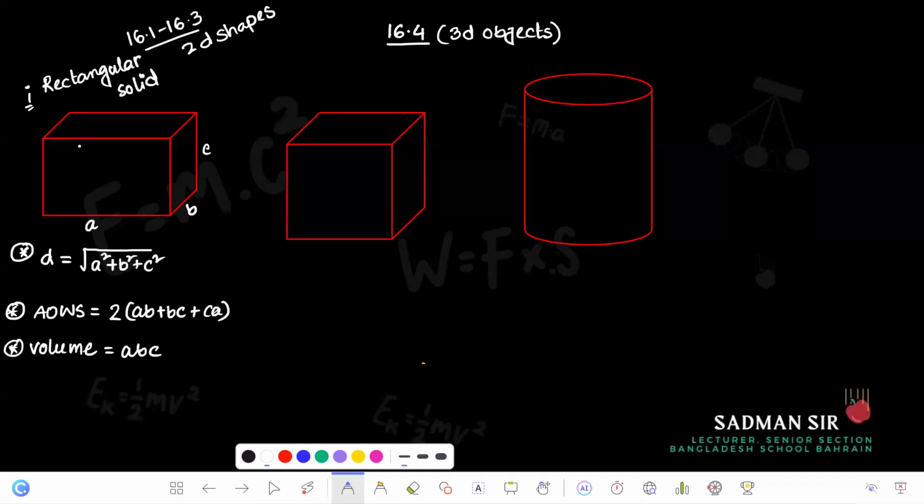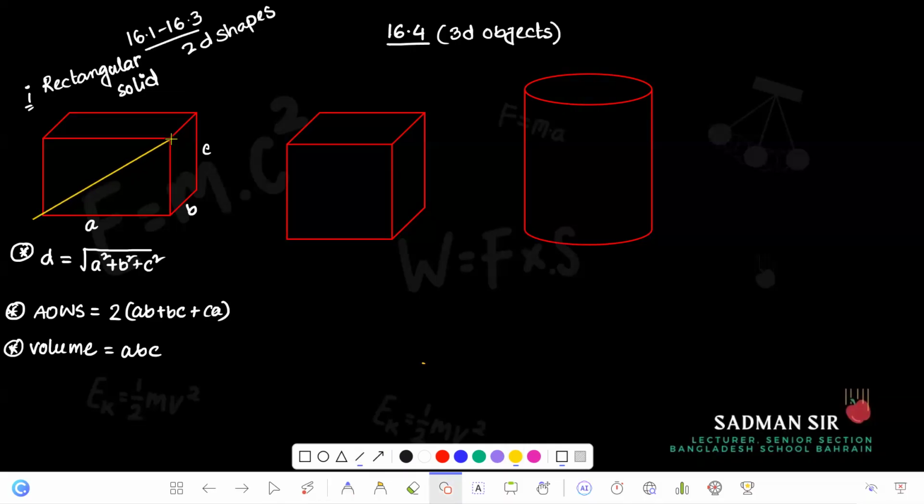Now, for the rectangular solid, there are two diagonals. I will show you. The first one is actually the diagonal of a surface. So this is the front face. We can easily identify which one is the front face, right? So this is the diagonal of the front surface. Like that, in each surface there will be a diagonal. Correct? So the diagonal whose formula we wrote here is not the diagonal of the surface. Rather, it is the diagonal of the whole object.